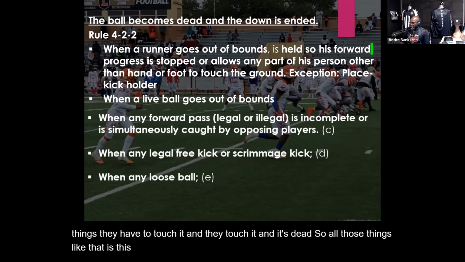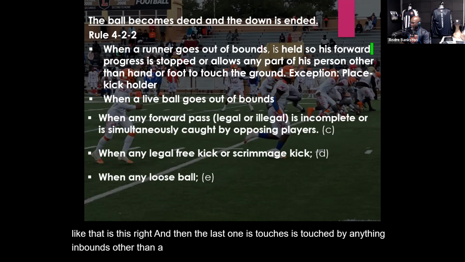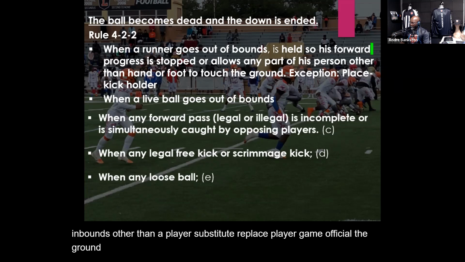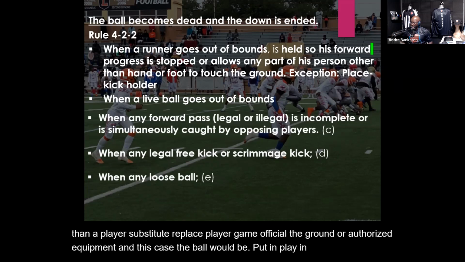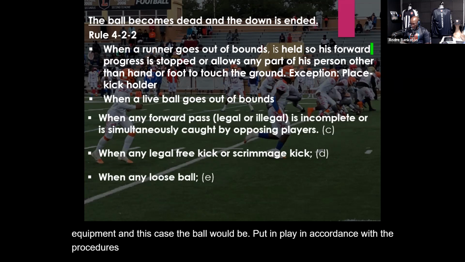And then the last one is touches or is touched by anything inbounds other than a player, substitute, replaced player, game official, the ground, or authorized equipment. In this case, the ball would be put in play in accordance with the procedures of an inadvertent whistle. All right, let's move on.